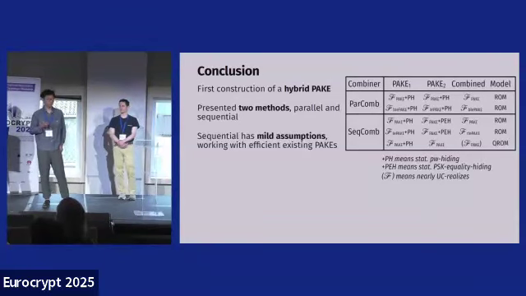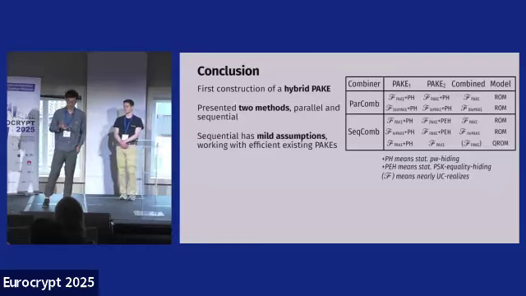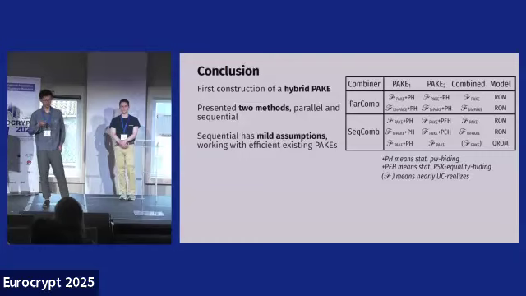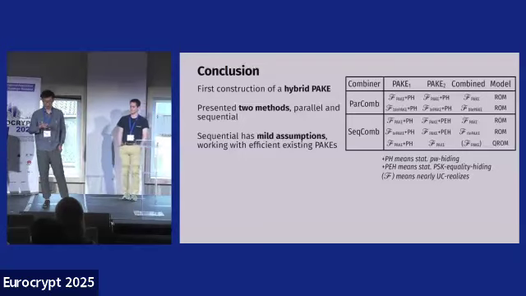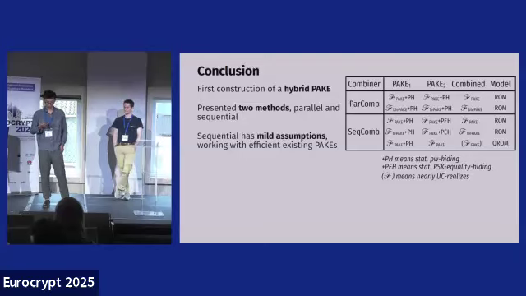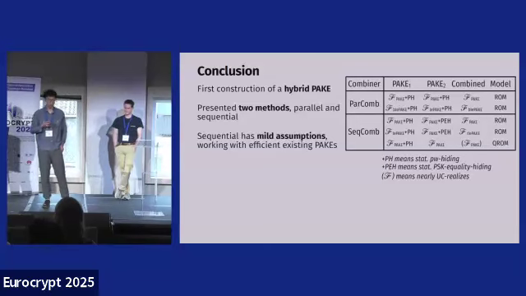If both PAKE 1 and PAKE 2 have the password hiding property, then the hybrid PAKE from our parallel combiner achieves user security when only any one of the two PAKEs achieves user security. And if PAKE 1 has the password hiding property and PAKE 2 has the PSK equality hiding property, and any of them achieves user security, then the hybrid PAKE from the sequential combiner achieves user security too.